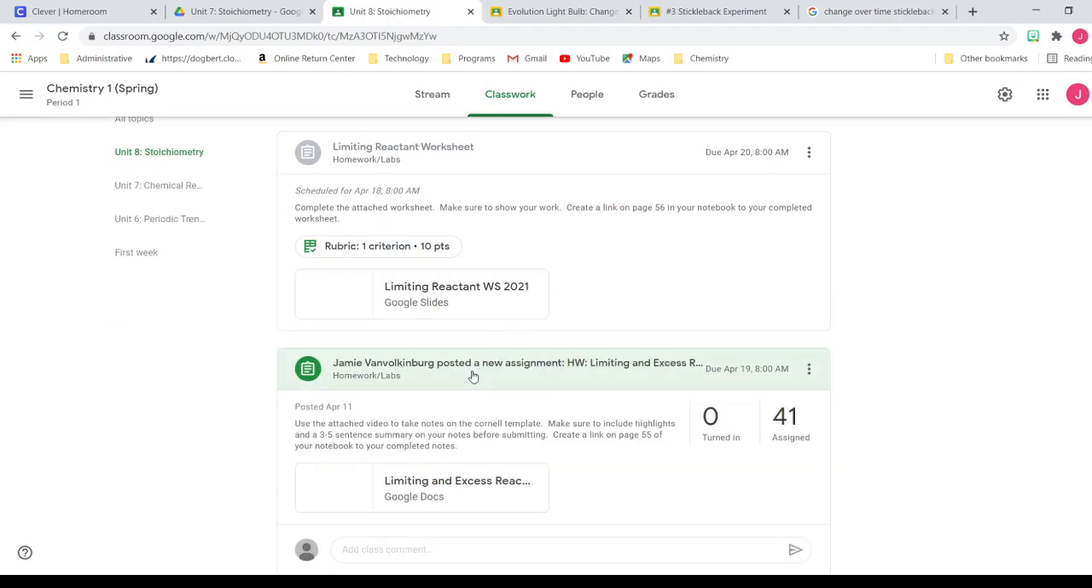excess reactant notes. And then you will find your copy of the Google Doc there on the assignment once you click view. Make sure to include highlights and a 3 to 5 sentence summary on your notes, and then create a link on page 55 of your notebook. All right, so let's go ahead and get started.